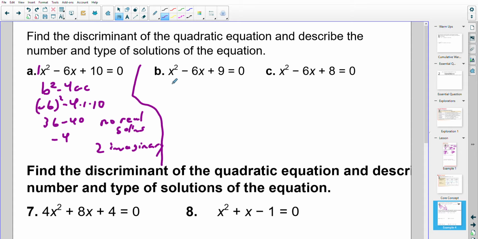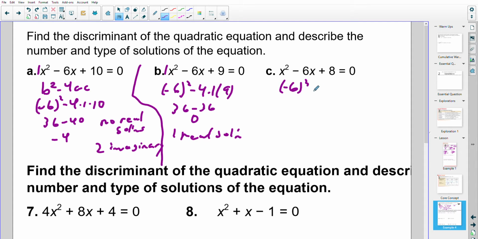Looking at this one, b squared minus 4ac. Again, negative 6 squared minus 4 times 1 times 9. That's 36 minus 36, 0, which means there's going to be one real solution. And doing the same thing here, negative 6 squared minus 4ac, 36 minus 32, which is 4, means there are going to be two real solutions.